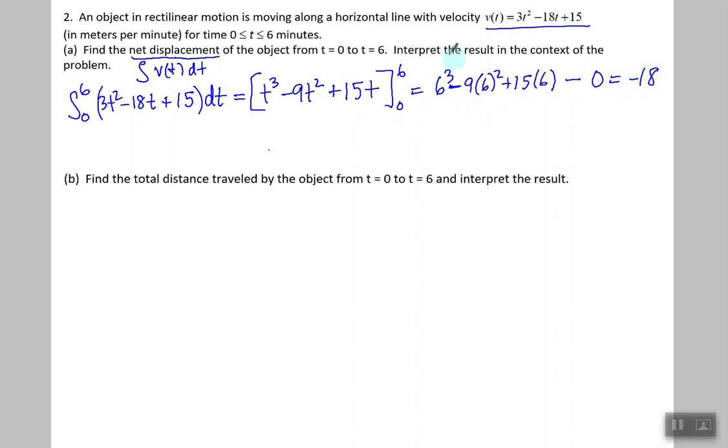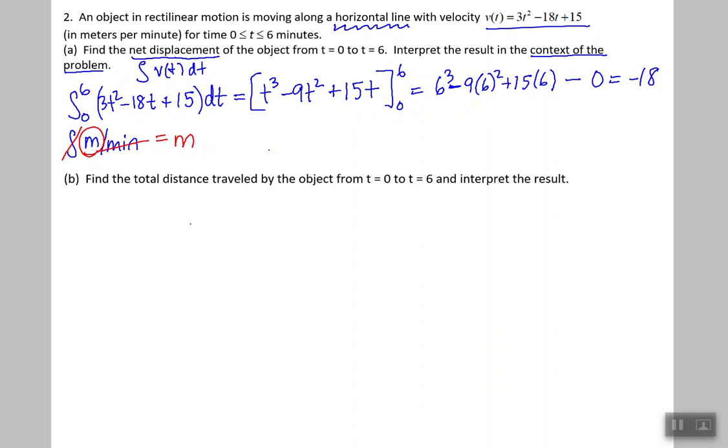Now we will interpret the result in the context of the problem. So thinking about how the problem talks about an object moving along a horizontal line, remember that when we integrate a rate of change, and in this case our rate of change is in meters per minute, the antiderivative cancels out that derivative part, so our units are just meters.